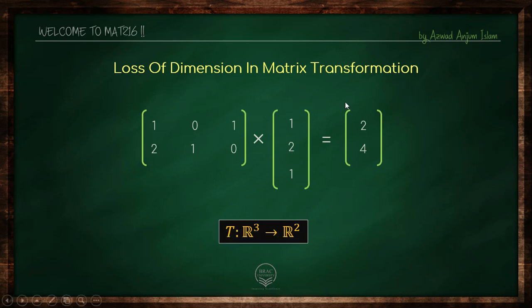Here, we are multiplying a three-dimensional vector with a 2 by 3 matrix. As a result, our output is a two-dimensional vector. So the transformation here is from R3 to R2. The transformation has squished a three-dimensional space into a two-dimensional plane.